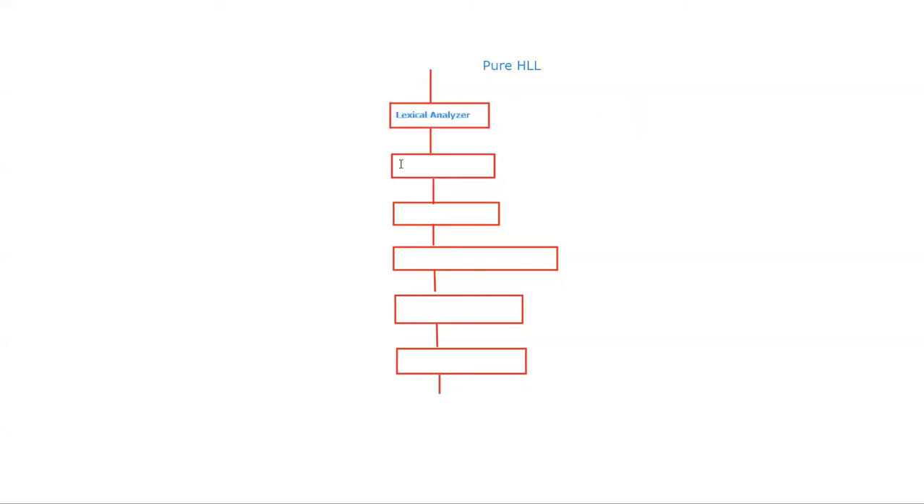Right? So the first phase is the lexical analyzer. Then we have the next phase, that is called the syntax analyzer. Okay. Now the output generated from the lexical analyzer is the tokens, and it goes as the input for the syntax analyzer.